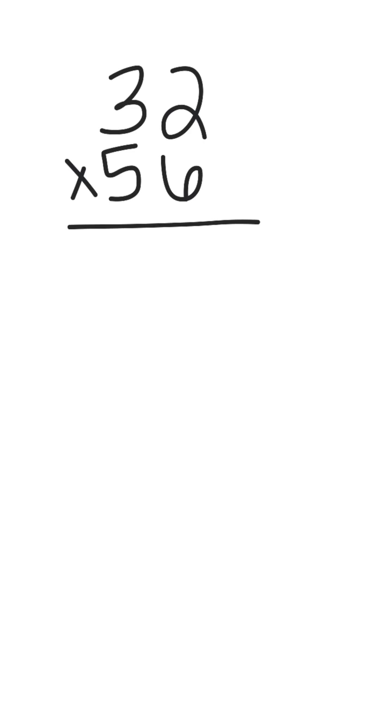Okay, boys and girls, we're going to go ahead and use partial products here to multiply 32 times 56. Follow along if you feel like you need some more practice, and then we'll go ahead and do some review.